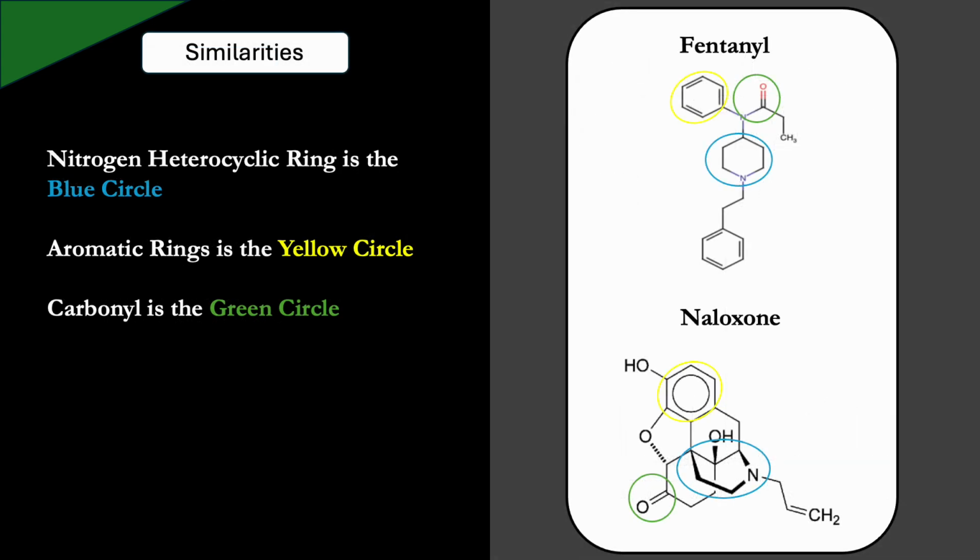And here we reach the similarities between fentanyl and Naloxone. The first similarity between them is the nitrogen heterocyclic ring, which both of them have. The second similarity is the aromatic ring, which is present on the top left of their respective structures. The third similarity between them are the C double bond to O's, or the carbonyls. And that is where the similarities between them end.